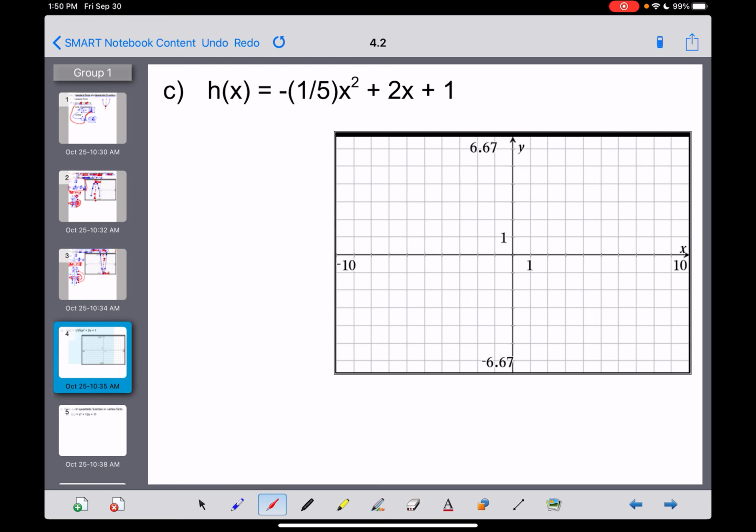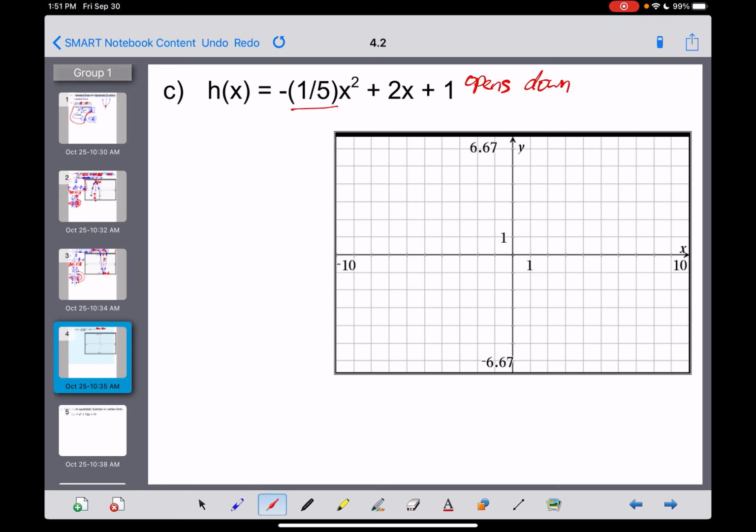Let's dive into a third one, and this one has just a little bit of a wrinkle to it. h of x is equal to negative 1/5 x squared plus 2x plus 1. Here's what I'm hoping you guys know already. It opens in what direction? Because of that negative sign right there, we know that this thing is going to open downward. Gotcha. And then, is it wide, skinny, or normal?